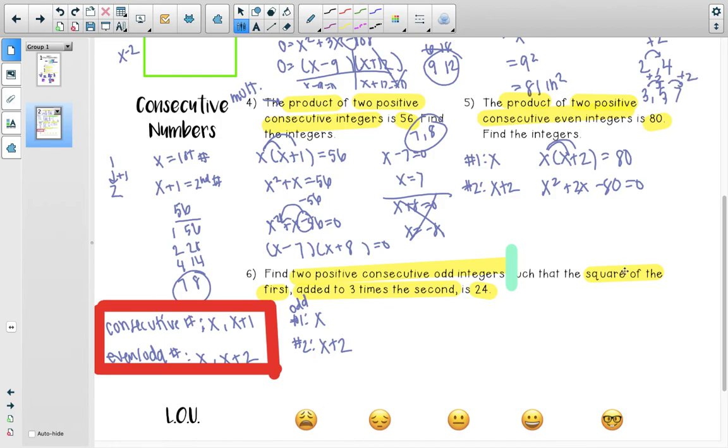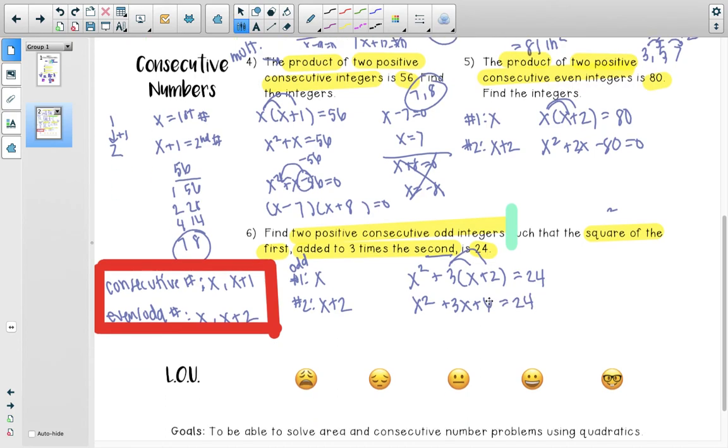Okay, such that the square of the first. So square of the first means you're literally going to take that first number and you're going to square it. So x squared, right? You can put it in parentheses, but it's not needed. Added to, so we're adding, 3 times the second number. So 3 times x plus 2, and it's saying it equals 24. So we have a little bit more math going on. The x squared just drops down. The 3 is in front of the parentheses, so we have to distribute it. And we get 3x plus 6 equaling 24.